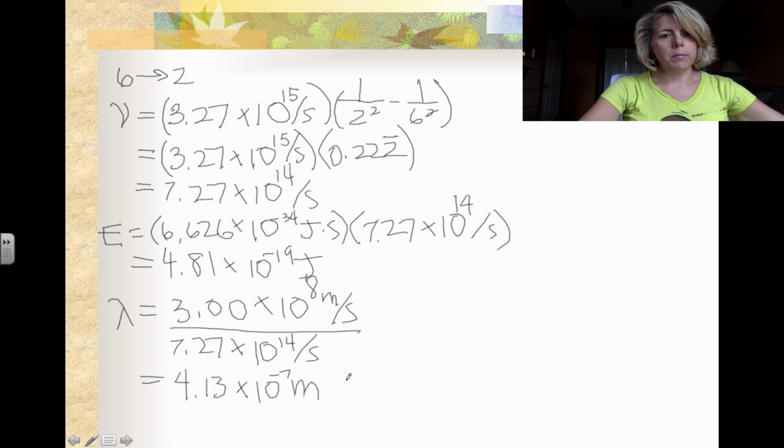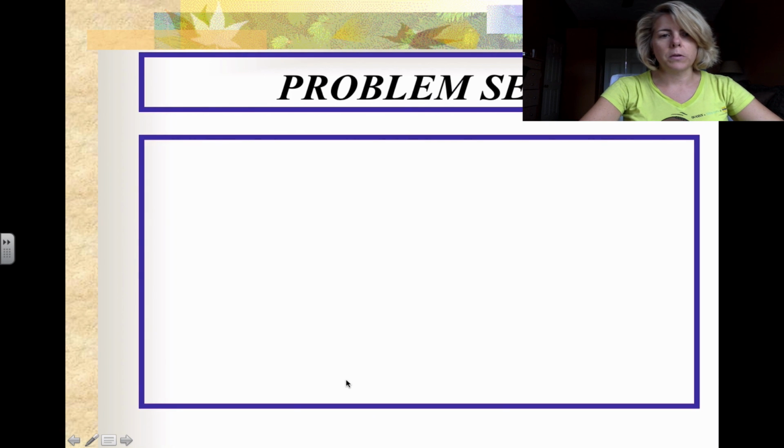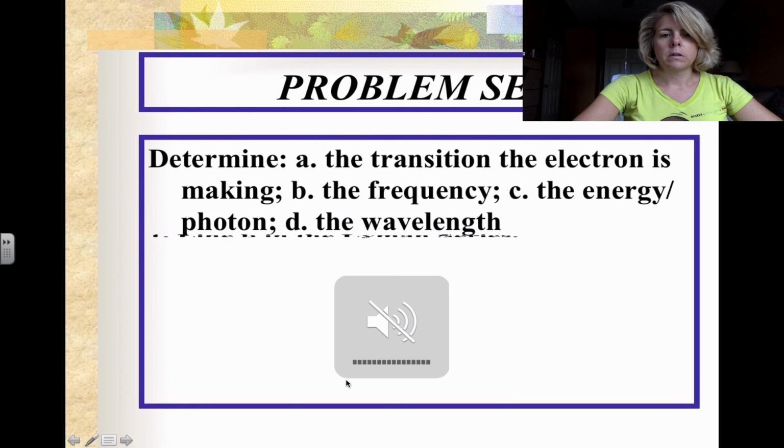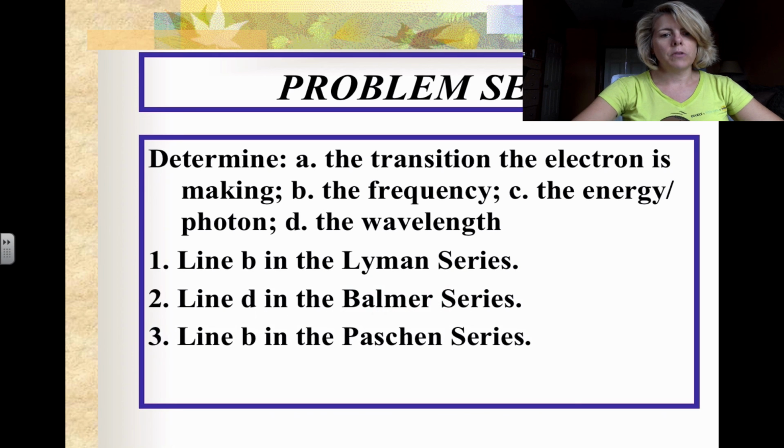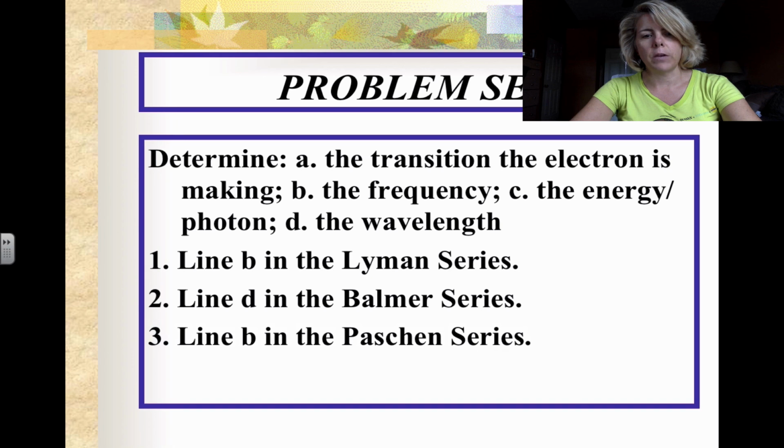Okay, your last problem that you're going to do on your own is you're going to do line B in the Paschen series. So that's going to be energy level 5 to energy level 3. And don't be surprised if you see that on the video assessment.